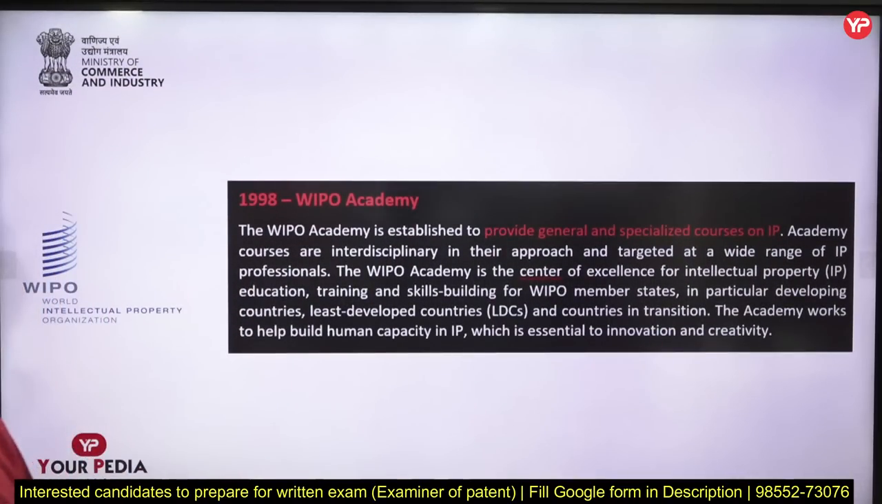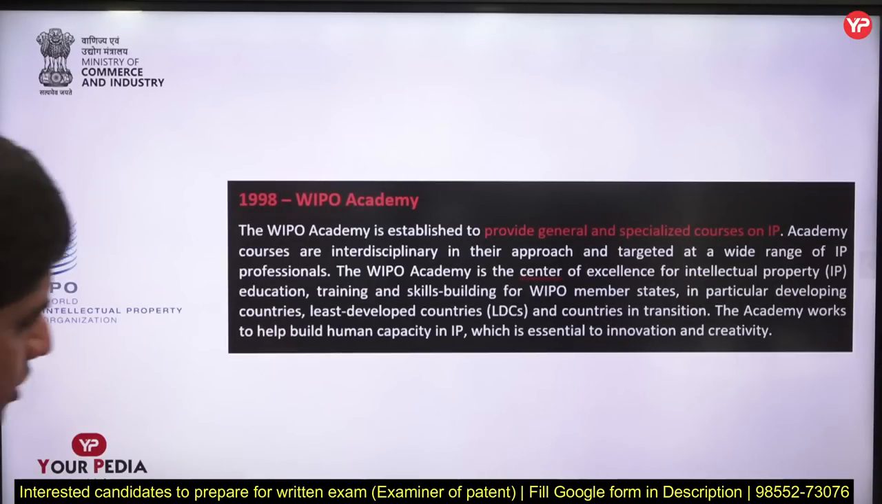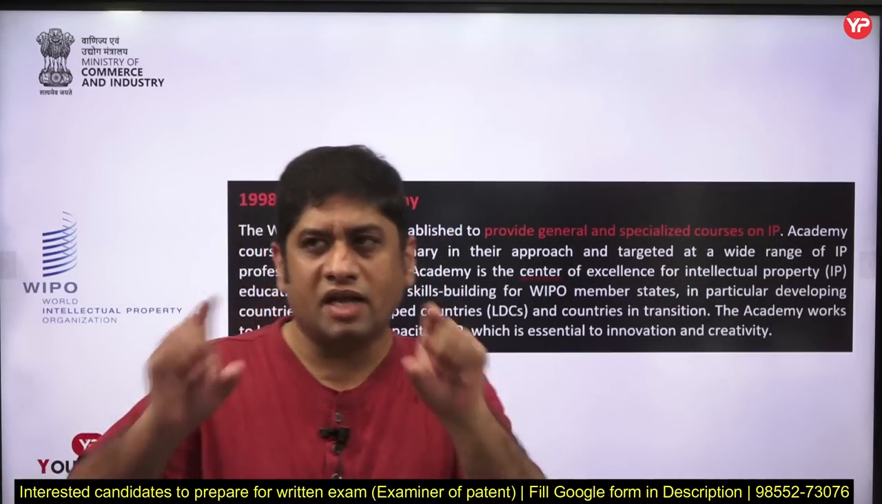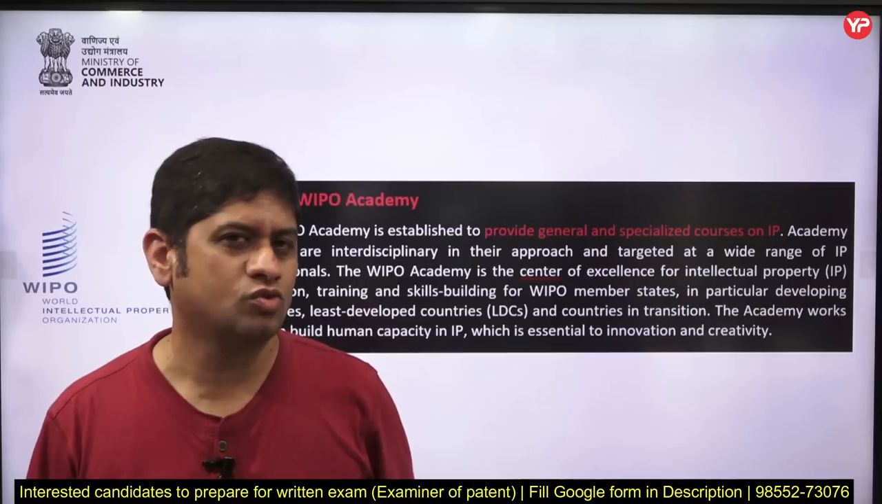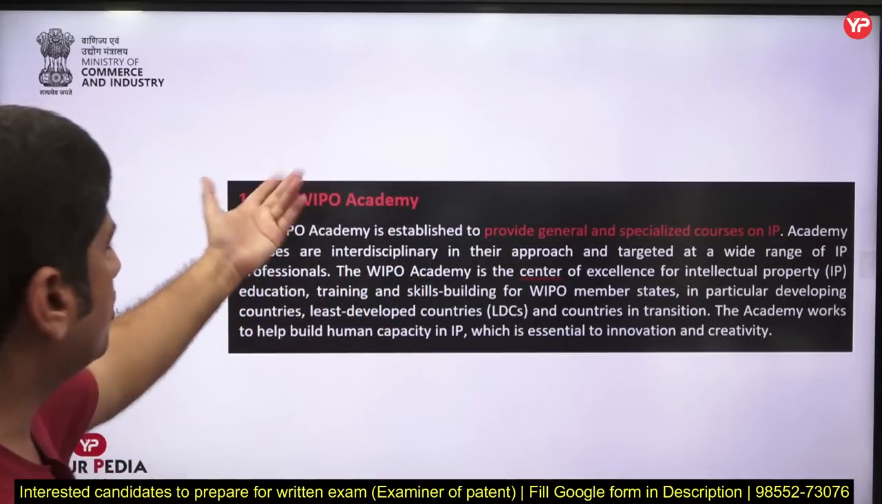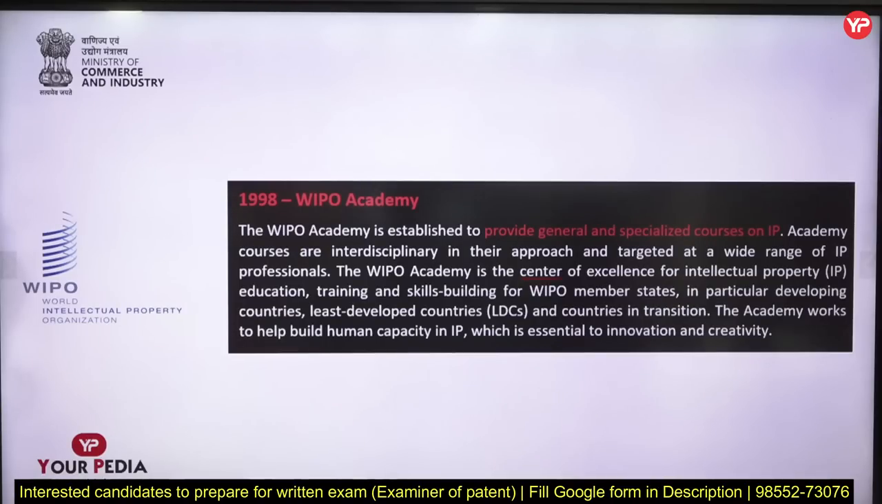Now, what is the WIPO Academy? This is to provide general and specialized courses on intellectual property. When you think of an academy, think of an educational institute. There are so many institutes which have the name academy, right? Academy means some kind of coaching center or teaching institute. So WIPO Academy means we will launch some kind of courses. If you want to learn something in IP, you can join our courses. They are interdisciplinary and help a wide range of IP professionals.